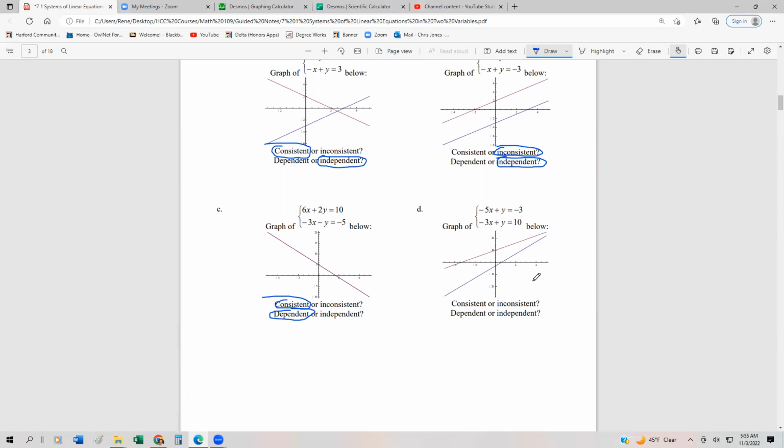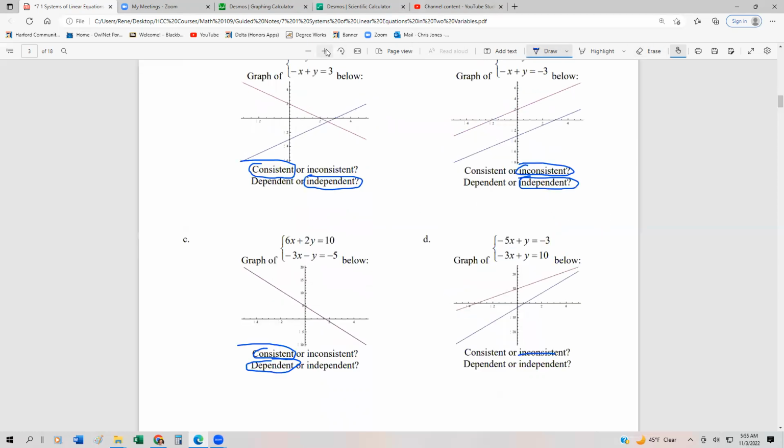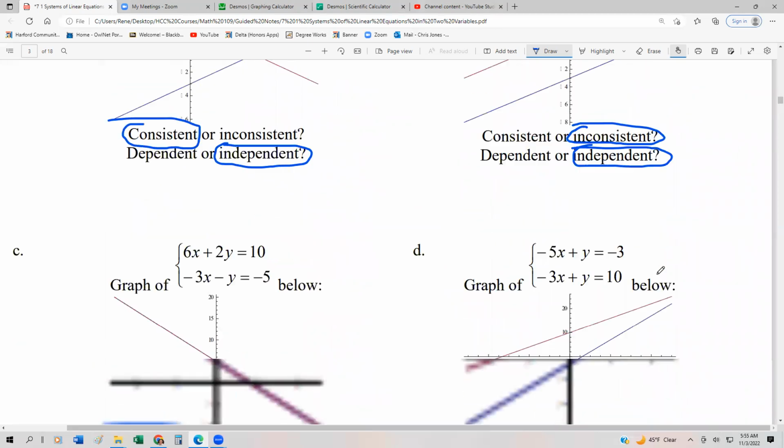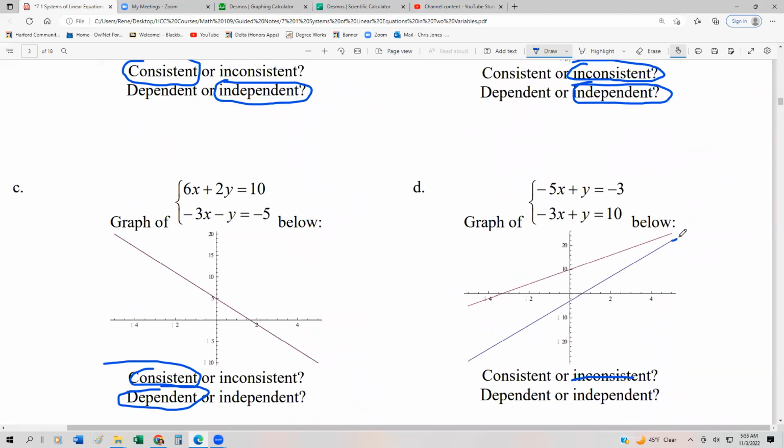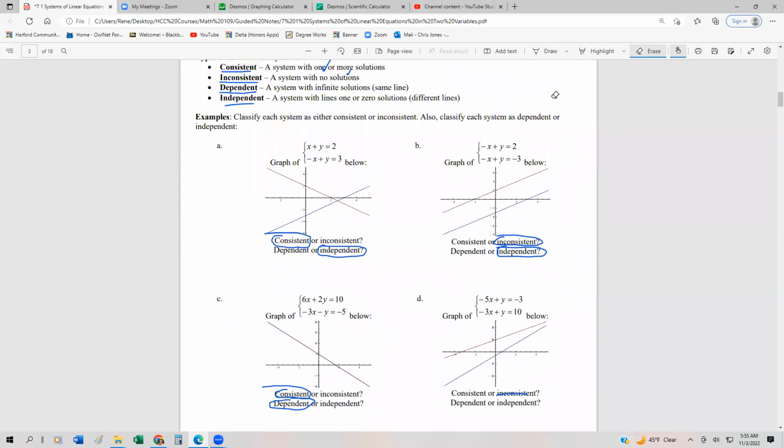Finally, over here, this looks like it would be inconsistent, but it's not, because if I keep going with this pattern, and I apologize that the drawing isn't good, if I zoomed in a little bit I might get a better representation. But if I were to draw this a little better and keep going out, notice at some point it would intersect. So sometimes the graphs don't give us the whole story. We might have to readjust our windows a little bit. So this would be a consistent system that is independent because we only have one solution.